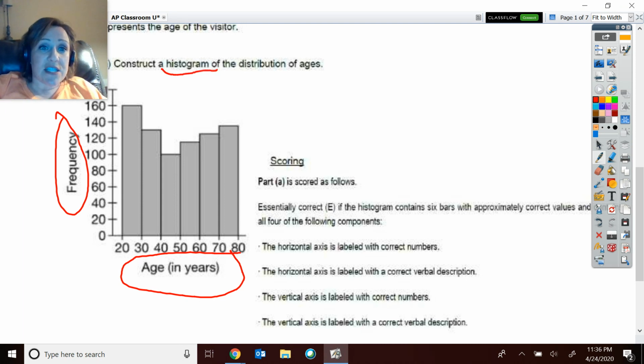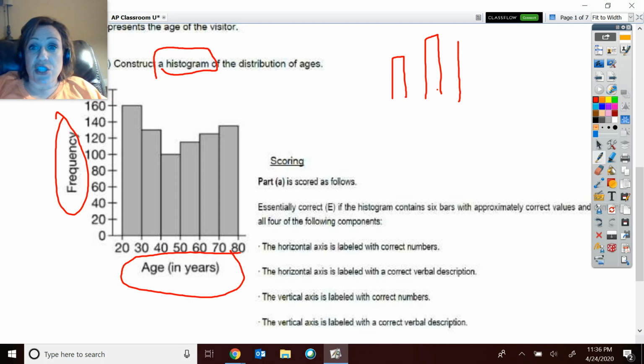Now, here's a big mistake that I saw. This is a histogram. It is not categorical data. Categorical data would have separated bars such as this. We don't have separated bars. We have quantities that go up against each other. 20 to 30 is one bin, and 30 up to 40 is the second bin, and so on.